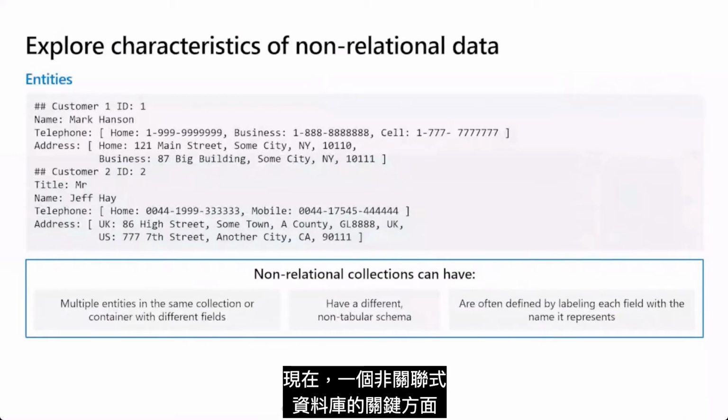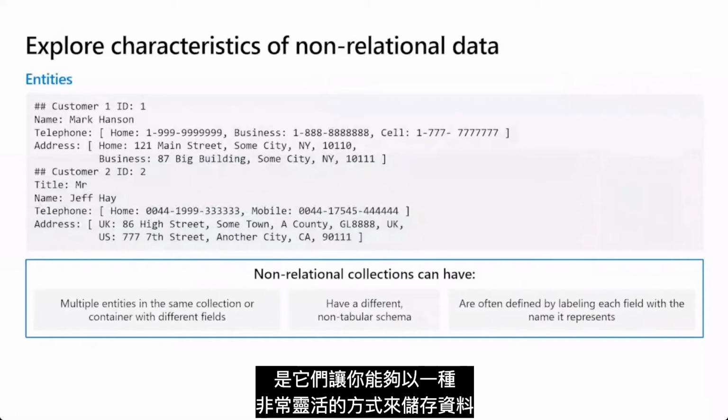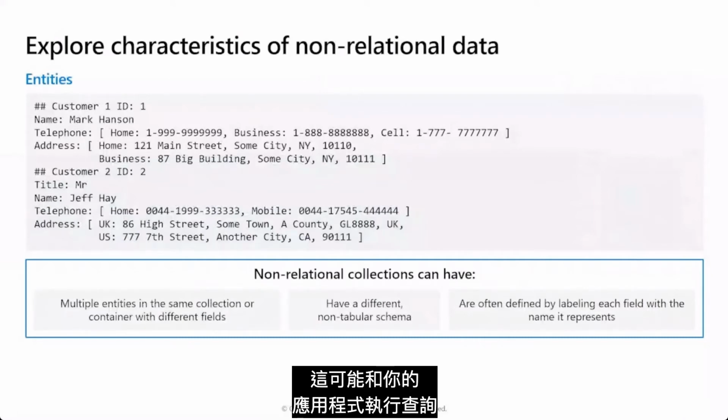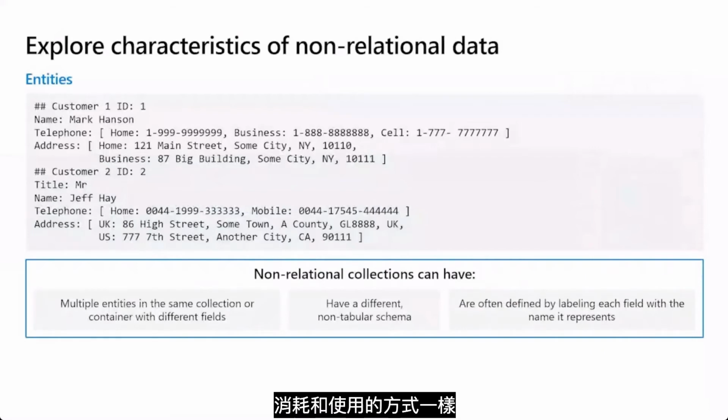Now, a key aspect of non-relational databases is that they enable you to store data in a very flexible manner, because non-relational databases don't impose a schema on the data. Instead, they focus on the data itself rather than how to structure it. This approach means that you can store information in a more natural format that might mirror the way that your applications query, consume, and use it.